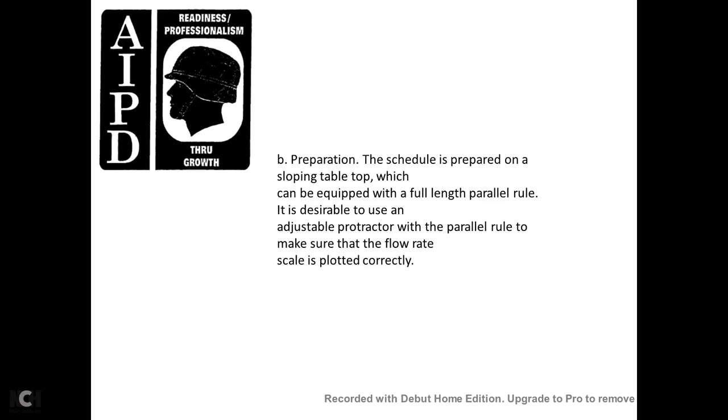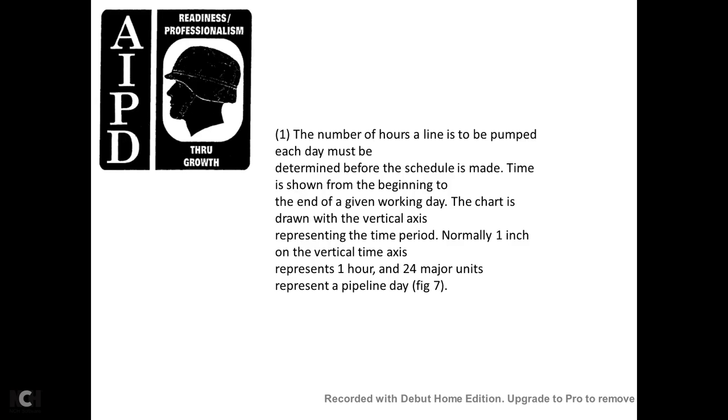The schedule is prepared on a sloping tabletop, which can be equipped with a full-length parabolic rule, and it is desirable to use an adjustable protractor with a parallel rule. Make sure that the flow rate is scaled and plotted correctly. The number of hours of the line pumped in each day must be determined before the schedule is made. The time is shown at the beginning of the day and the end of the given workday.